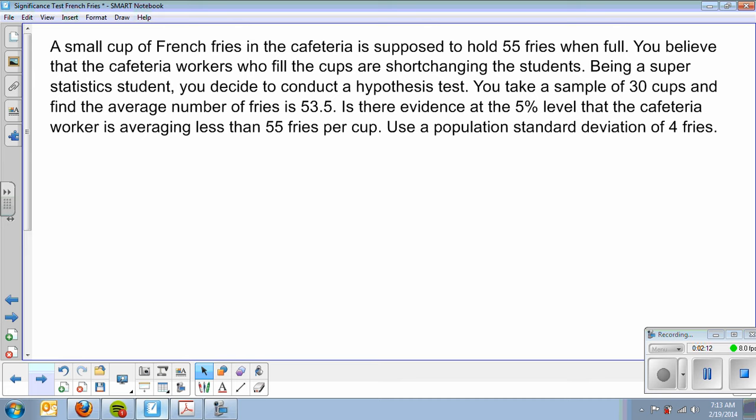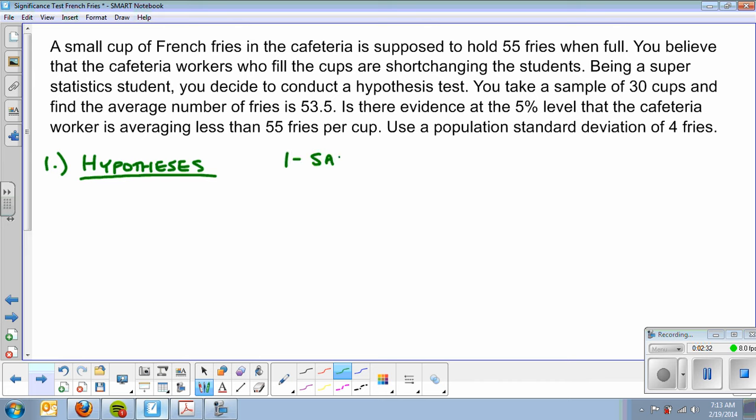Okay, so we're going to walk through the steps. Step 1, the hypotheses. All right. Now, off to the side, also part of the hypotheses, we're going to write what kind of test this is. This is a one-sample z-test. And it's a z-test because we know the population standard deviation, or sigma. Okay, so here are our hypotheses.